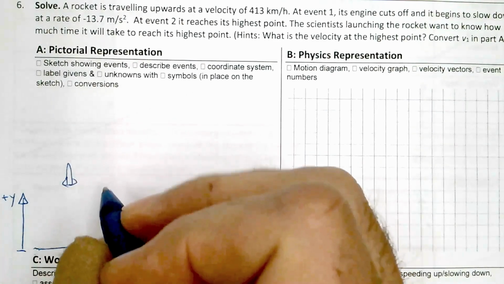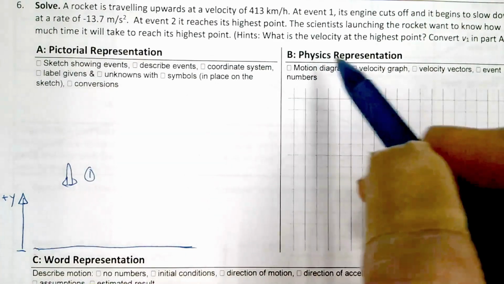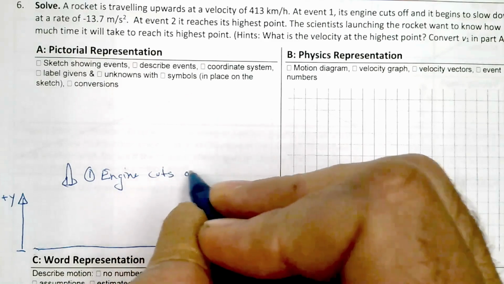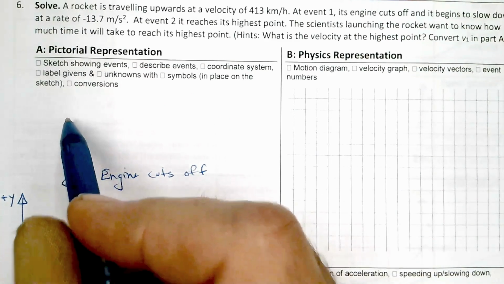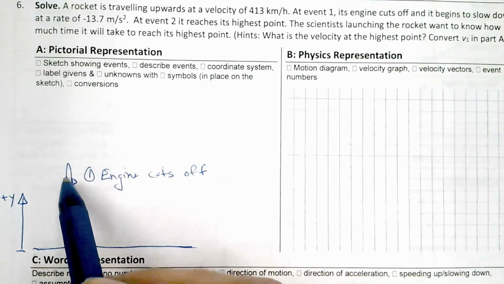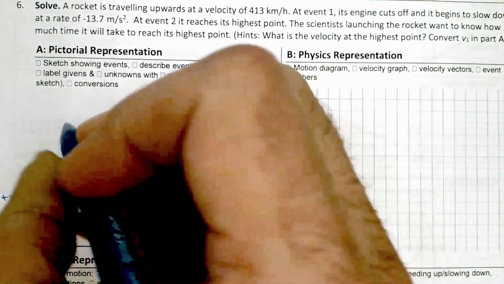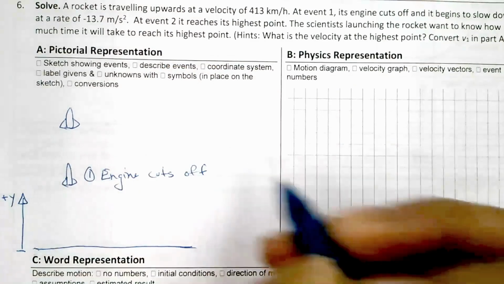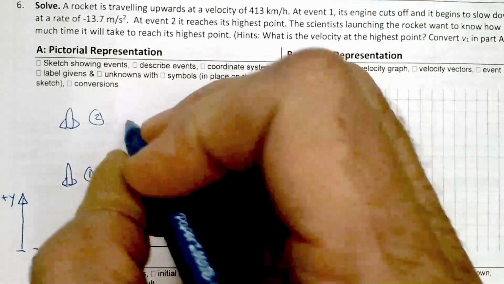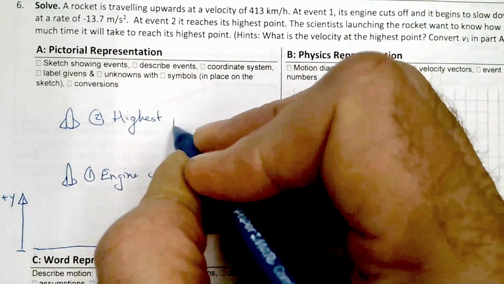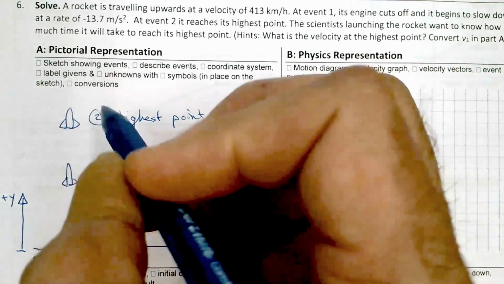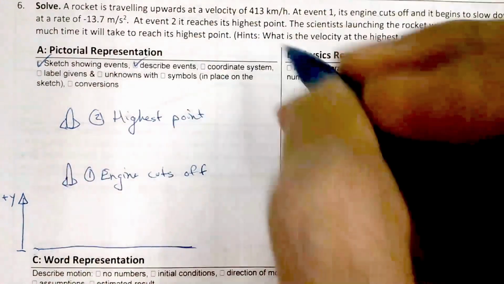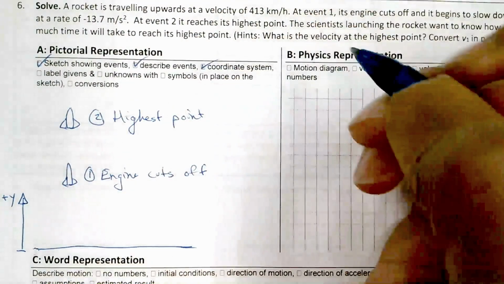And here we have event 1. And at event 1, the engine cuts off. The rocket continues to travel upwards. It's moving very quickly, and it takes a while for it to slow down. So later on, it reaches a higher position. And so this is event 2. So we now have a sketch showing the two events. We've described the events, and we've given our coordinate system.